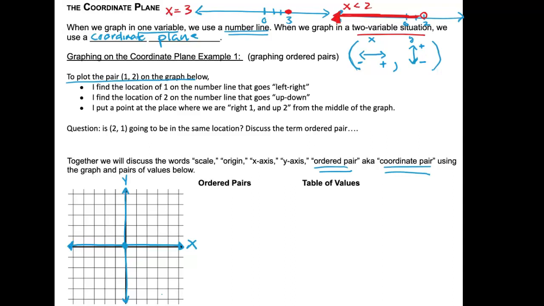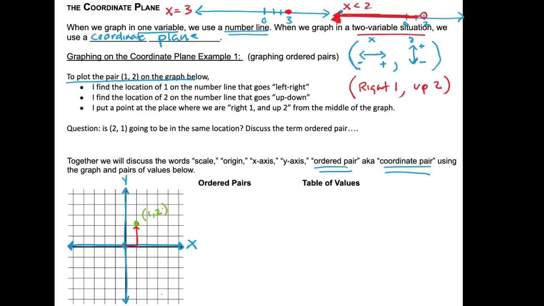So what we're going to do to graph 1, 2 is we're going to start at the origin. And since the first number is 1, that's our left and right number, so it's positive. So that tells us to go right 1. And since the second number is 2, that means up 2, since it's a positive 2. And so from the origin, I'm going to go right 1, up 2, and that's where I'm going to put my point. So this point right here is 1, 2. The ordered pair 1, 2.